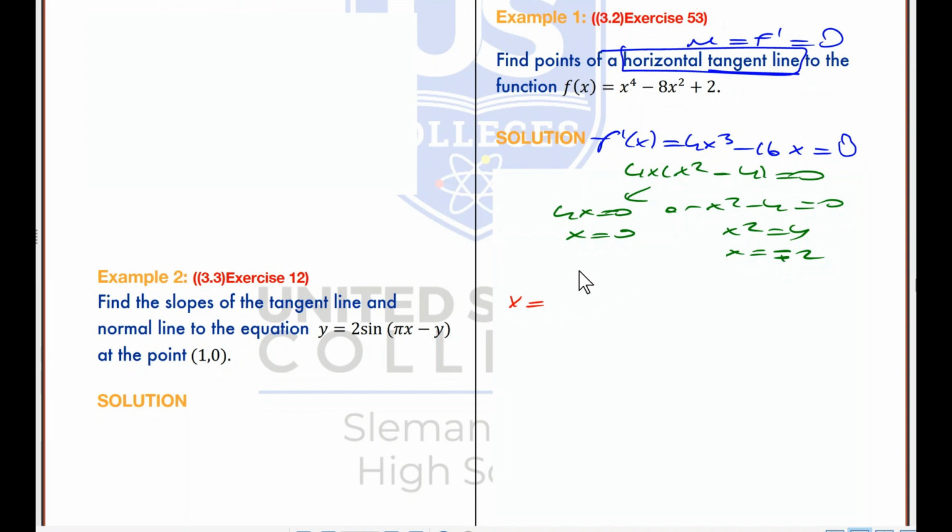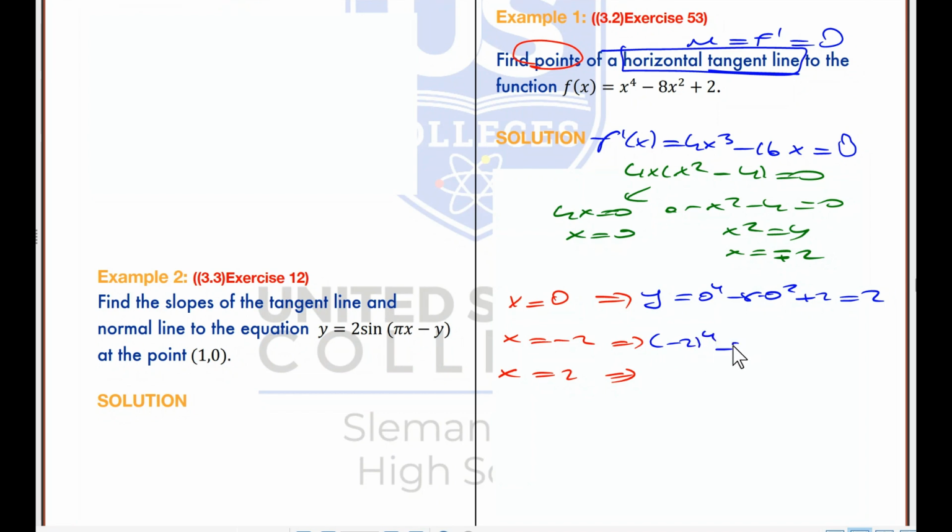So let's find their corresponding y values, because we are asked to find points. So we need x and y. X is negative 2, x is 2. So when x is 0, what's my y? My y is equal to, looking at the original equation, 0 to the fourth minus 8 times 0 squared plus 2, which is 2. That's my first point. Second point, substitute negative 2 for x: here I have negative 2 to the fourth, 16, minus 8 times negative 2 squared, 4 times 8, 32. 16 minus 32 is negative 16, plus 2, negative 14.